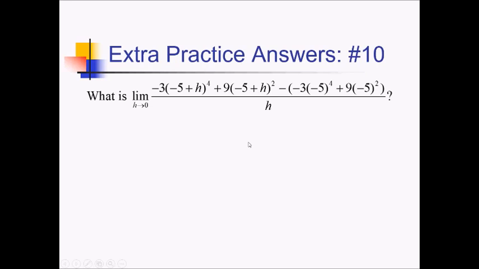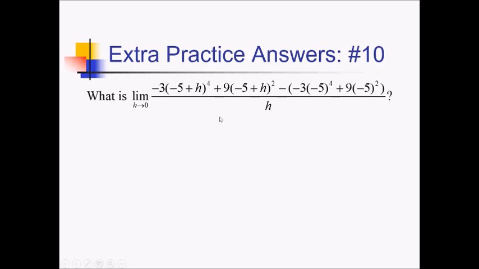For this problem, we're trying to find the limit as h approaches 0 of this monstrosity. Now the key here is recognizing that they're essentially giving you the IROC form of a derivative, the limit form of a derivative. And all you have to do is recognize what function they're really just asking you to take the derivative of, and possibly what number they're asking you to plug into that derivative.